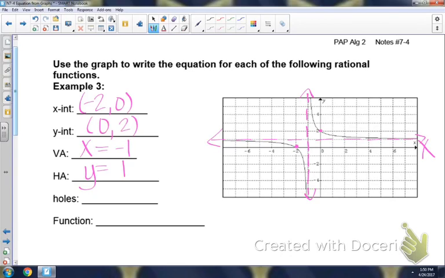Your holes, if you look at your graph, there's not any open points, so we do not have a hole, so you can just write none. And so now we're going to use our function from the front to plug in and find our new function.